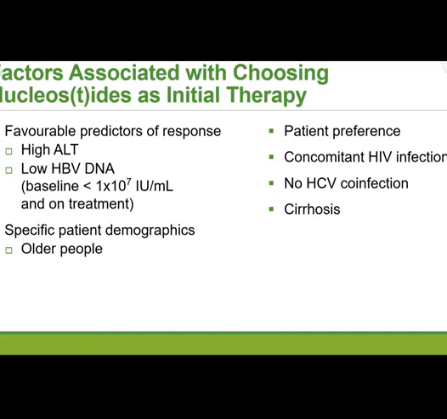What are the factors associated with choosing nucleotide or nucleoside-based analogs as initial therapy? Favorable predictors of response are high ALT, low hepatitis B virus DNA, and it can be given in older patients. Patient preference, concomitant HIV infection, and no hepatitis C or cirrhosis. So these are the favorable predictors and some things we have to consider while giving this treatment.